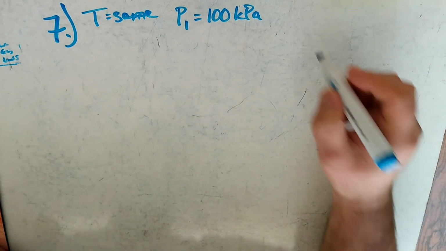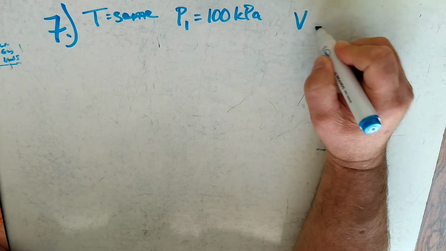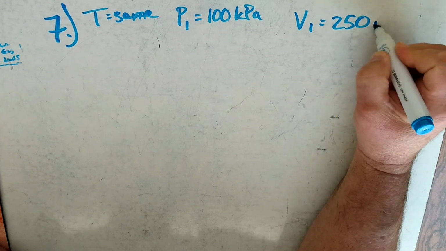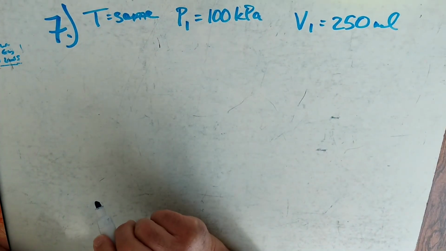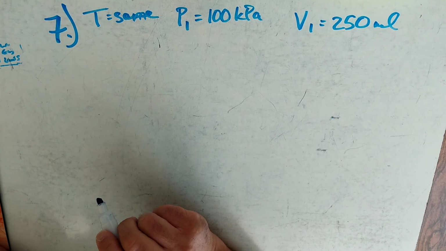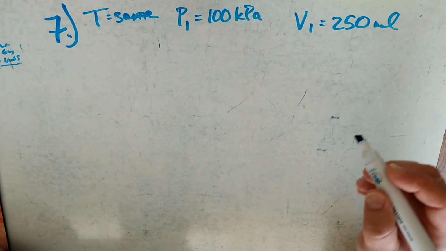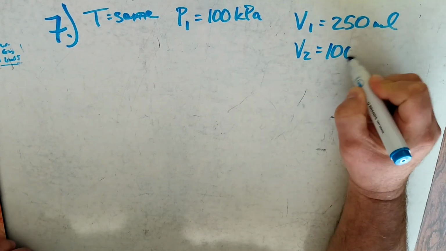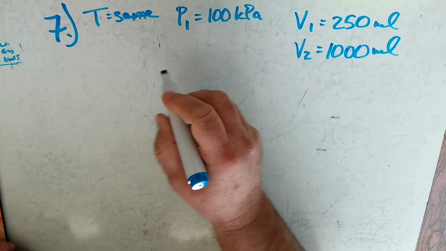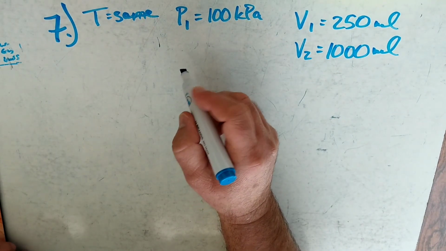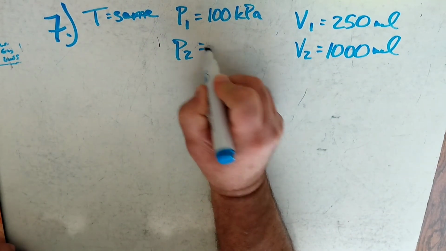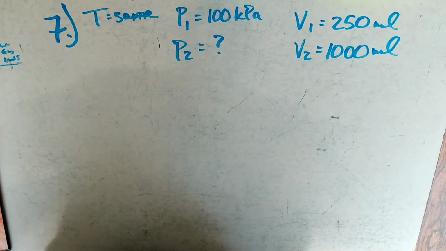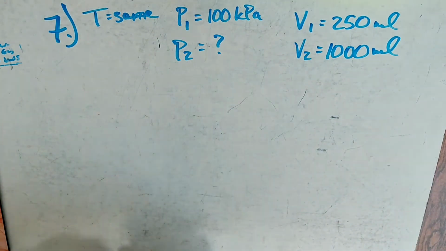And we have an initial volume, so I'm going to put volume 1 equals 250 milliliters. Then the question asks, if the volume is increased to 1,000, so that means volume 2 is equal to 1,000 milliliters, what is the final pressure? So this is what we do not know, and that's important for us to figure out.